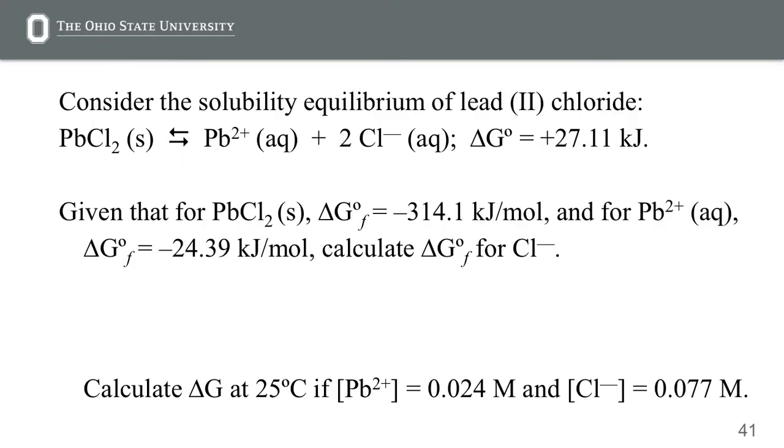Let's do more. Here we have a solubility of lead chloride. Lead chloride in equilibrium with lead ion and 2 chloride ions, and we have a delta G for this reaction. It's a positive value. Given all of these values for delta G of formation, so we have delta G of formation for the lead ion and for lead chloride solid, calculate delta G for the chloride ion. Let's do that. Go ahead and we'll take a minute or two on that, work on that together.